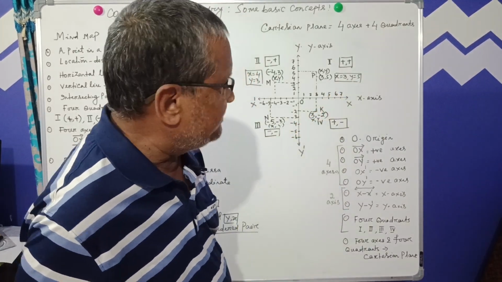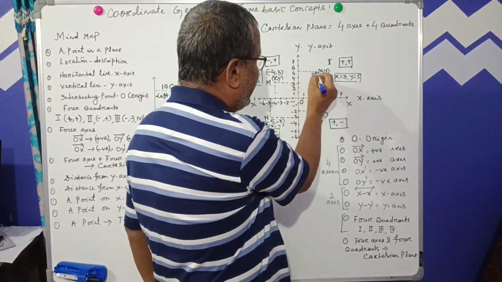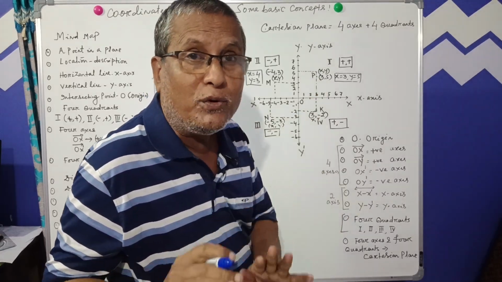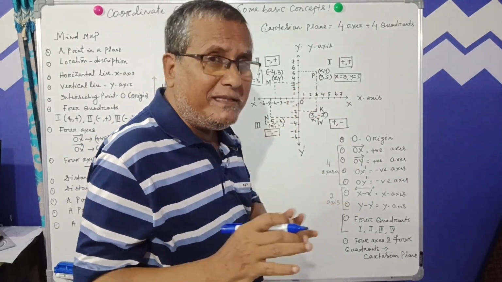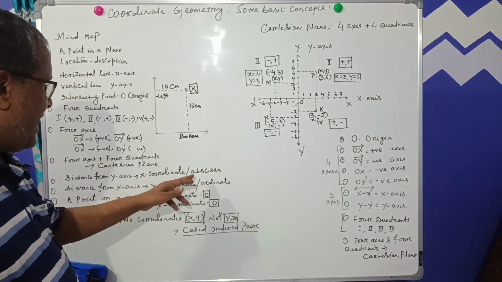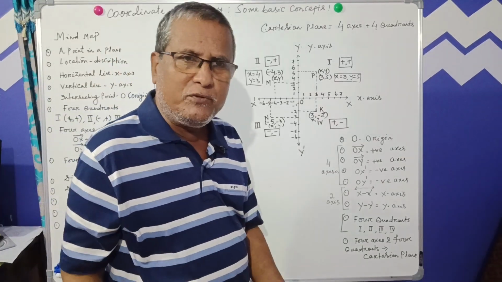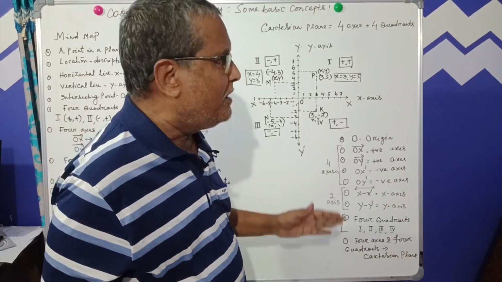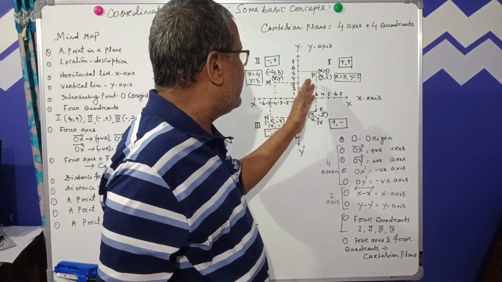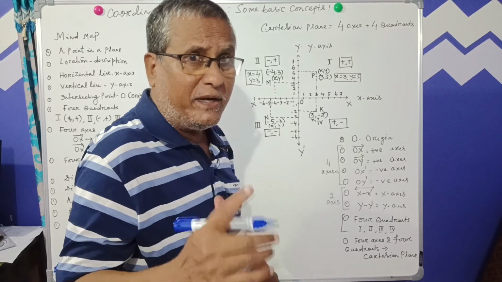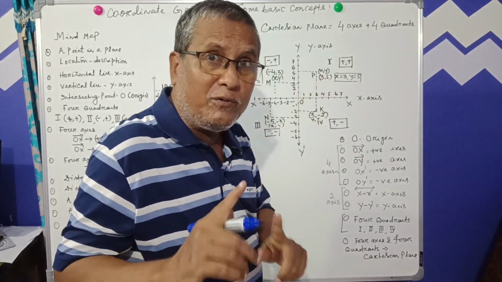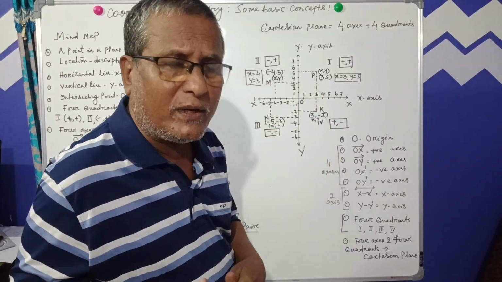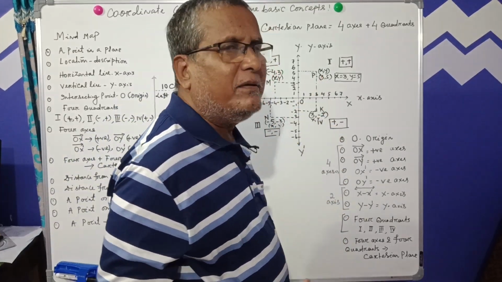So what do we call them? The perpendicular distance from the y-axis is called the x coordinate, and please remember, it is otherwise called abscissa. And here is a confusion: some teachers say the x-axis is abscissa. No, the perpendicular distance of the point from the y-axis is called abscissa. Here the abscissa is 3, otherwise called the x coordinate.